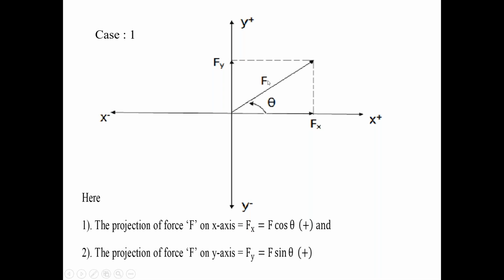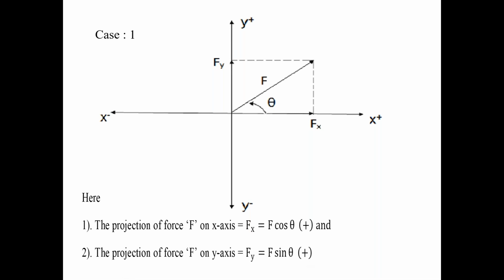Since here the force F with x-axis is making the angle theta, Fy is equal to F sin theta. Here also you can observe in this diagram, sin theta is equal to opposite side by hypotenuse. Opposite side is Fy, the projection Fy. Hypotenuse is F. So Fy is equal to F sin theta. The direction of the projection Fy is towards the positive y-axis. So the y-axis projection is F sin theta, a positive projection.